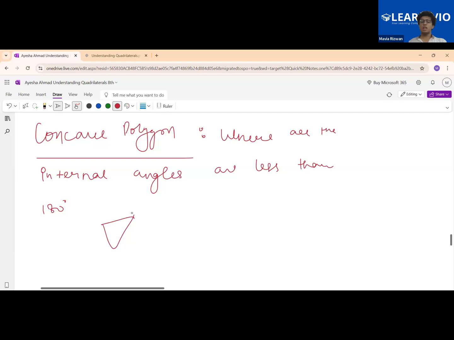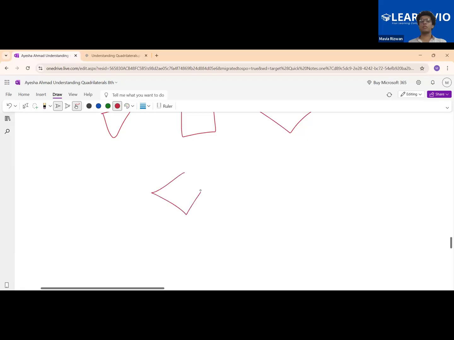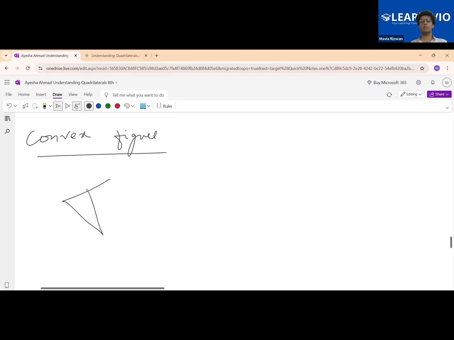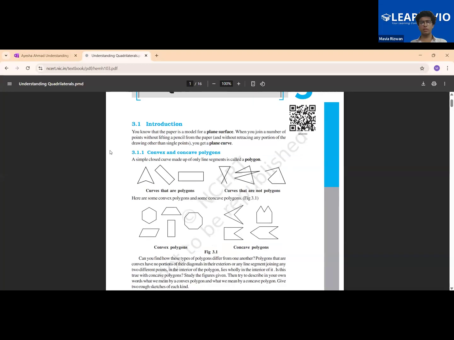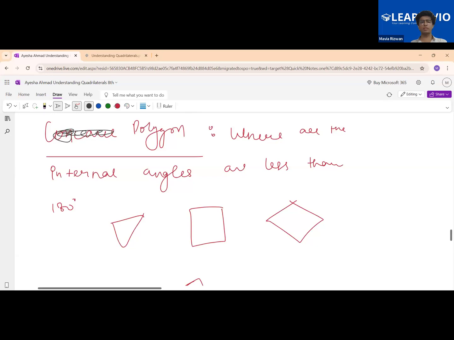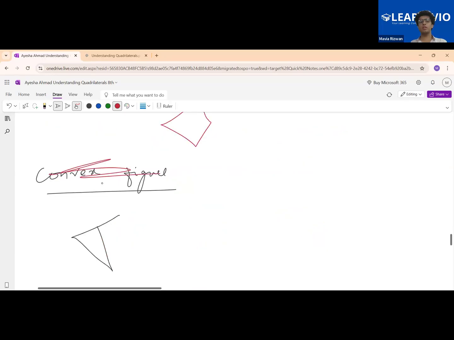A triangle, this is concave. Square is concave. This is concave. This figure is concave. Okay, this is a concave figure. But what is a convex figure? You're gonna find that out. Convex figure. It is somewhat like this. Yeah, sorry, oh, I wrote opposite. Sorry, this was convex. I got confused. Convex polygon, where all the internal angles are less than 180 degree, and this is a concave figure, concave polygon.